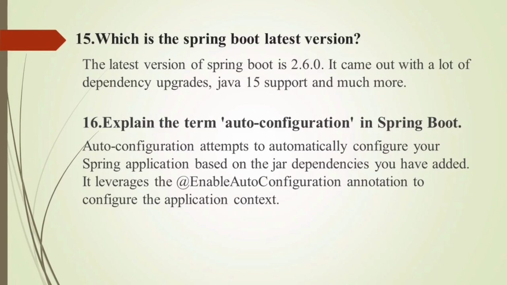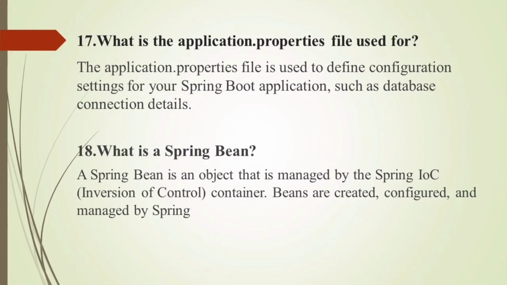Explain the term auto configuration in Spring Boot. Auto configuration is a feature in Spring Boot that automatically configures your application based on the dependencies that you have added. Instead of having to manually set up everything, auto configuration is triggered by the @EnableAutoConfiguration annotation to configure the application context. What is the application.properties file used for? The application.properties file is used to define configuration settings for your Spring Boot application, such as database connection details.